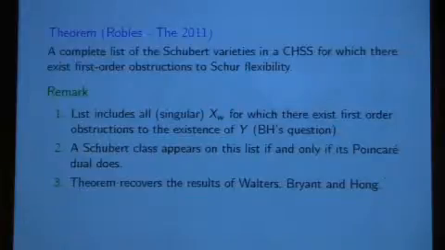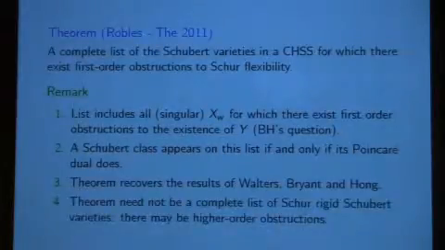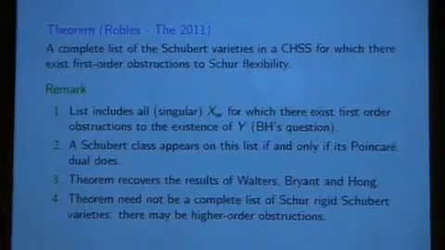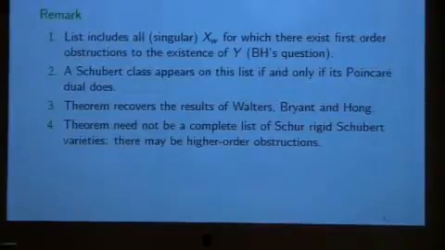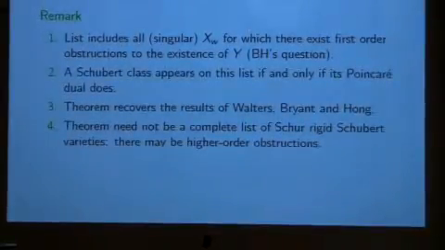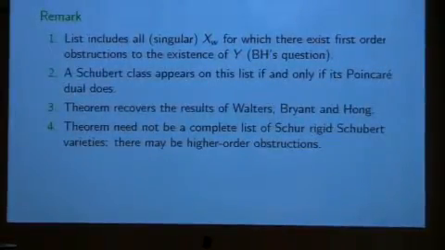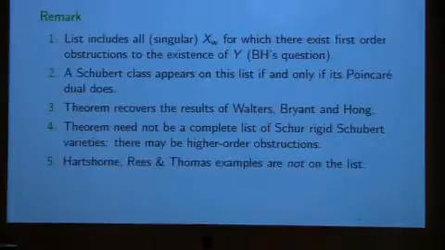This recovers the results of Walters, Bryant, and Hong. And I just want to point out that this is not necessarily a complete list of the Schur rigid varieties. It's really only those for which we have first-order obstructions to flexibility. There could be higher-order obstructions. And those examples of Hartshorne, Rees, and Thomas that I dangled at the start of the talk are not on the list.